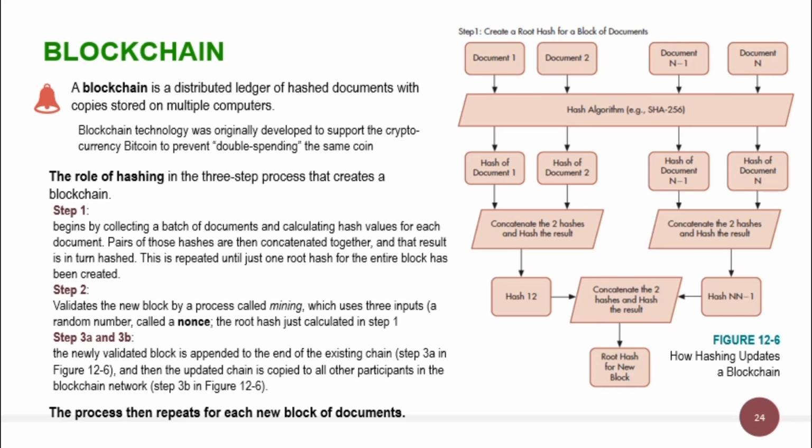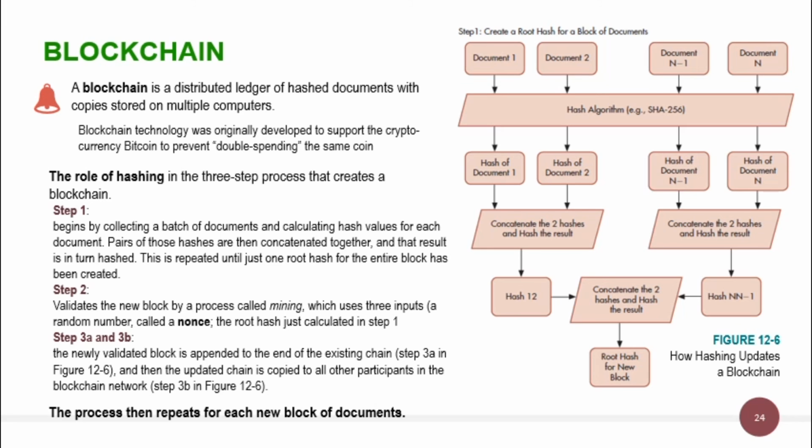Next is blockchain. What is blockchain? Now we used to see or hear about blockchain. Blockchain is a distributed ledger of hash documents with copies stored on multiple computers. So blockchain is a technology that was originally developed to support cryptocurrency in Bitcoin, to prevent double spending of the same coin. So the blockchain is a distributed ledger.